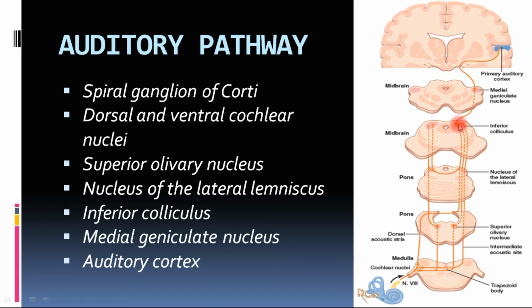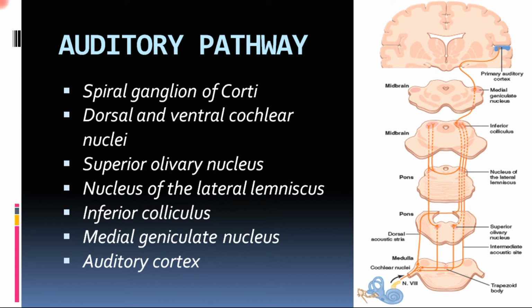The next destination is the inferior colliculus, which is present in the midbrain. Almost all of the neurons are going to synapse here. Whatever neurons are coming from the cochlear nucleus, the majority of them are bypassing these two nuclei. Some of them are synapsing at the superior olivary nucleus as well as at the nucleus of lateral lemniscus, but the majority come directly from the cochlear nucleus to the inferior colliculus, and almost all of them synapse here.